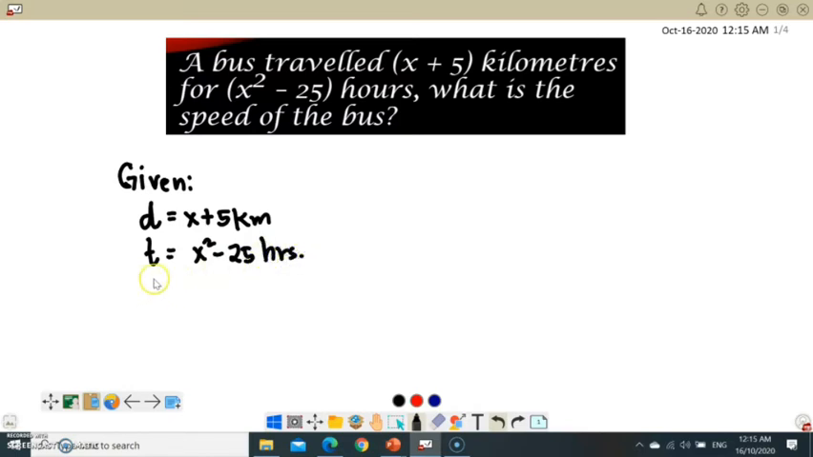What it says in the problem is the speed, so we need to find the speed of the bus. For us to find the speed of the bus, we're going to use the formula S is equal to distance divided by the time. So substitute the values. Distance is equal to x plus 5 kilometers.